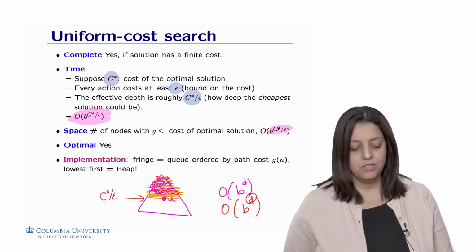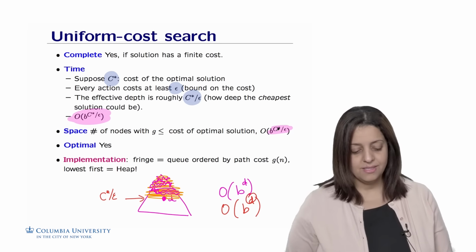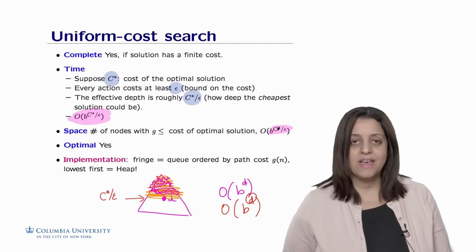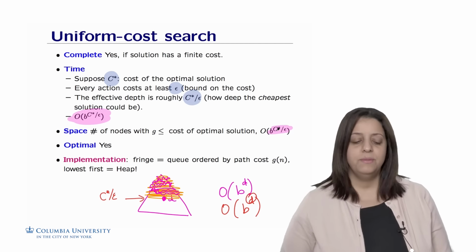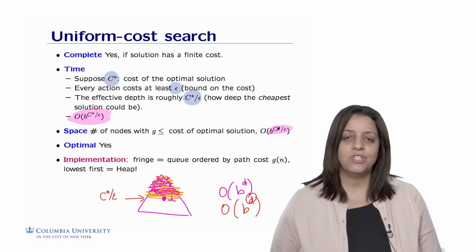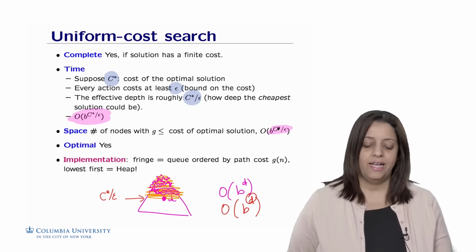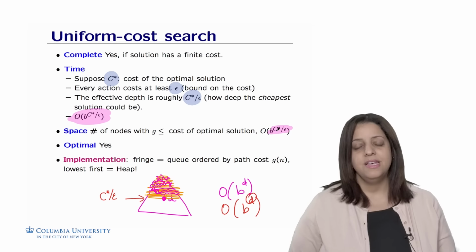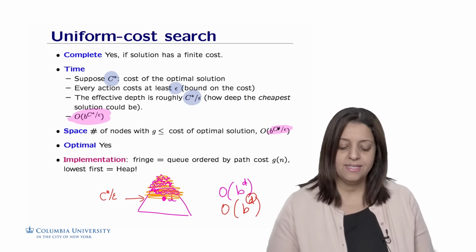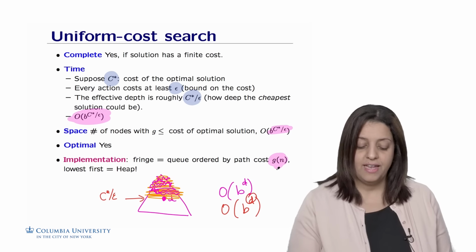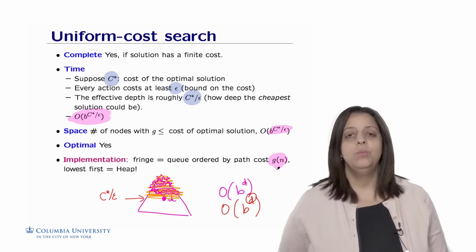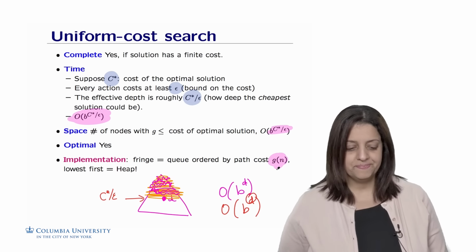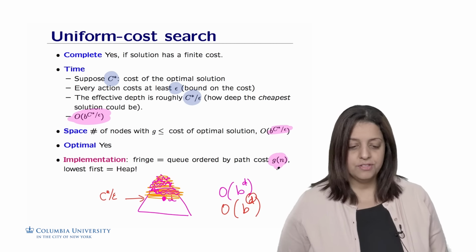It's going to search through all the costs until it finds the least cost path if there is a solution. As for implementation, as we said, it's also a queue, just like BFS, but in this case it's what we call a priority queue that is ordered by the path cost based on the cost function g of n, lowest first, which is actually implemented as a heap. So that was for the complexity.